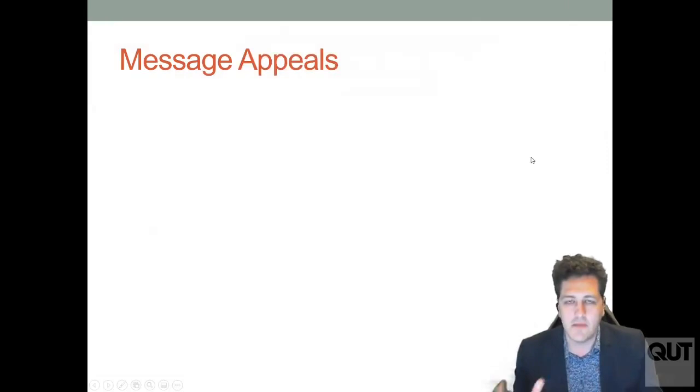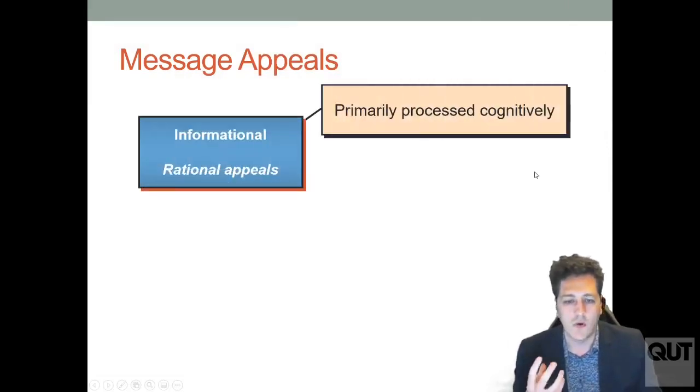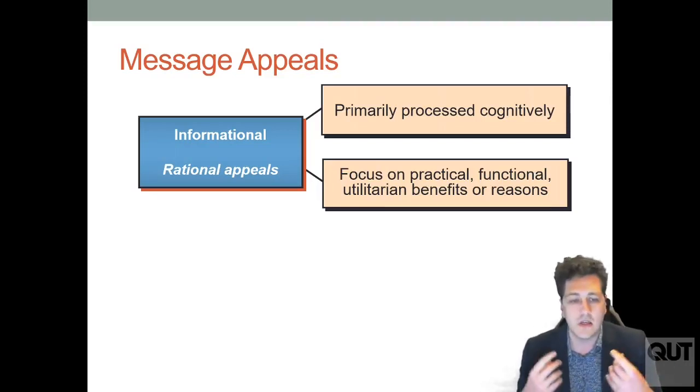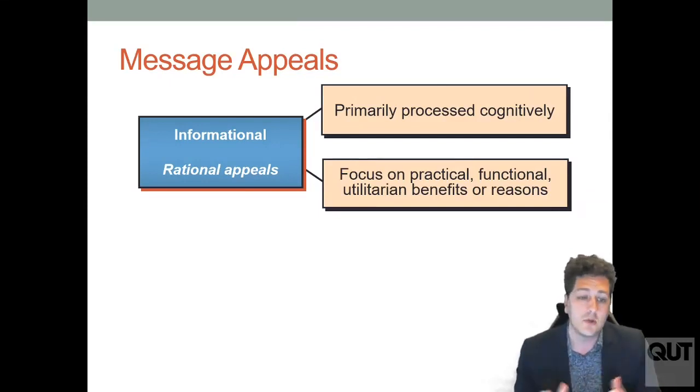So we have this idea of message appeal, so the way that we appeal to our target audience. And we broadly can think of them in two ways. The first being informational, so rational appeals, which is a message strategy that's processed cognitively, and it focuses on practical, functional, utilitarian benefits. Essentially, what is the logical reason as to why you should buy our product? So it's often a very explicit overview of what the behavioral exchange is going to be. Here's how much our product costs, and here's the value it will bring to you. And that value is going to be worth to you far more than the money that you spend on buying our product. Therefore, you should buy our product.